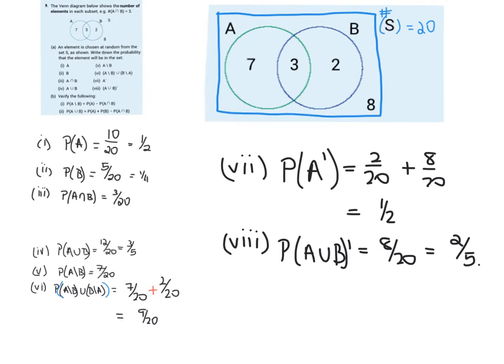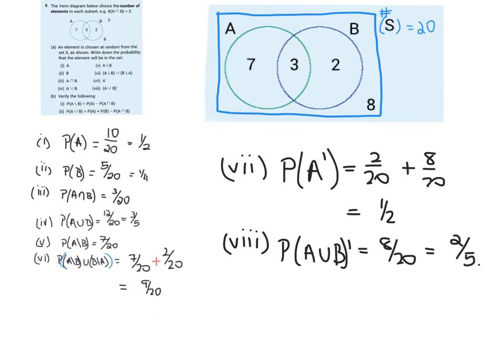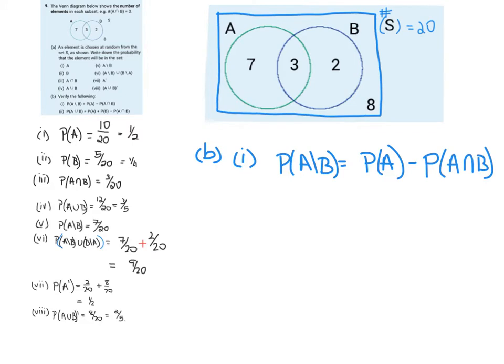And then for part B, let's have a look at those. In the first part, we're asked to verify that the probability of A without B is equal to the probability of A minus the probability of A intersection B. Over here we got the probability of A without B to be 7 over 20. We also have the probability of A is a half, and we'll put it back as 10 over 20 for simplicity. And the intersection is minus 3 over 20.